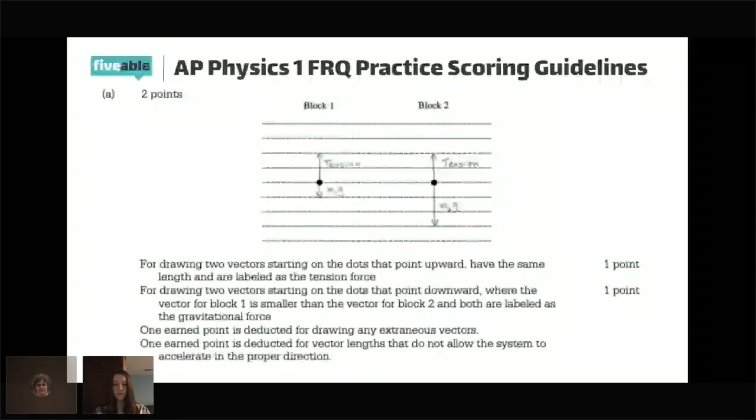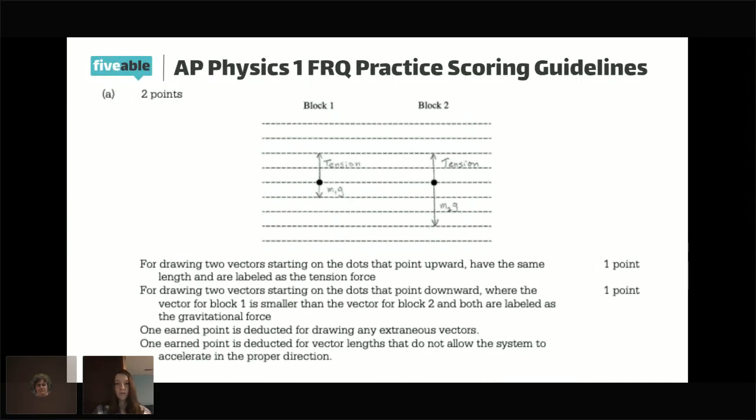It says you get a point for drawing two vectors starting on the dots that point upward, have the same length, and are labeled as tension force. To get your point for the tension here, you have to fit all those requirements. The first requirement is starting on the dots and pointing upward, so if you get the direction wrong, you don't get the point. They also have to be the same length. You have to make it pretty explicit that the two magnitudes are the same, or else you get it wrong. And you also have to label it as tension. A lot of people neglect to label their free body diagram forces, which is unfortunate, but it's because of time crunch. Just make sure you do that.